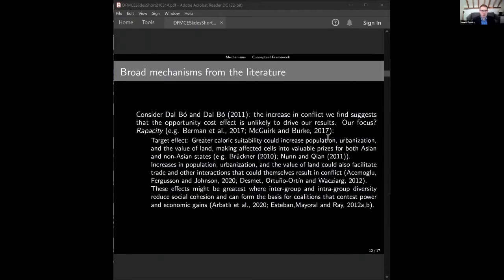If we want to think about possible mechanisms, go back to the classic Dal Bó model. It doesn't look like the opportunity cost effect, a rise in the value of being a farmer rather than a fighter, is driving our results. That would work in the opposite direction. So rather, it looks as though rapacity, rising returns to controlling any particular grid cell, must be what's driving our results. And so it could be that being able to produce more calories in a given grid cell makes any cell a bigger target. It's got more people you can tax. It's got more urban people you can tax.